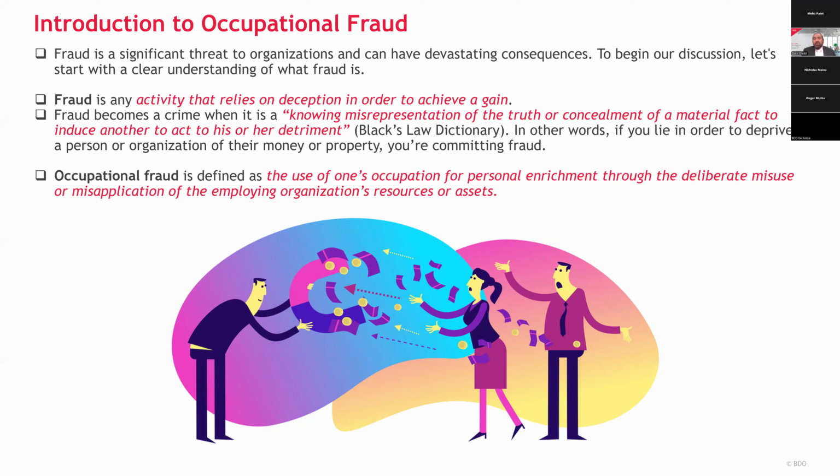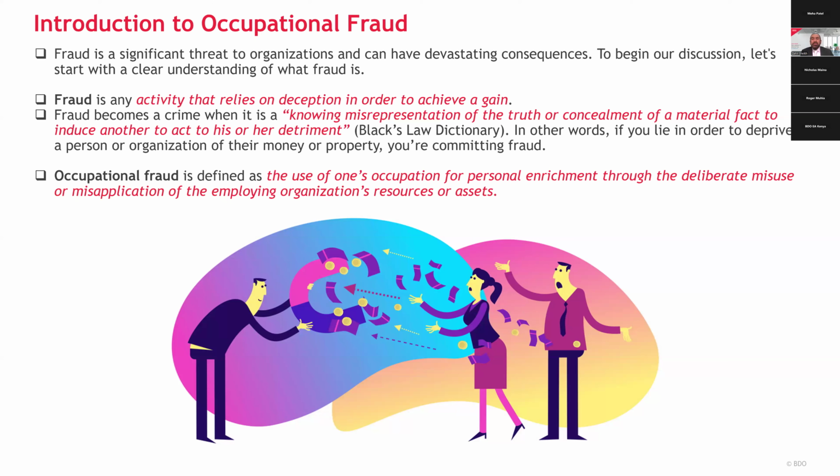Right. So let me start by talking about fraud and what this is. And obviously, we're going to be talking about occupational fraud. So fraud is any activity that relies on deception in order to achieve a financial gain. And it becomes a crime when it is a known misrepresentation. So you're either misrepresenting the truth, or you're concealing a material fact. And the idea is to induce another party to act to his or her detriment.